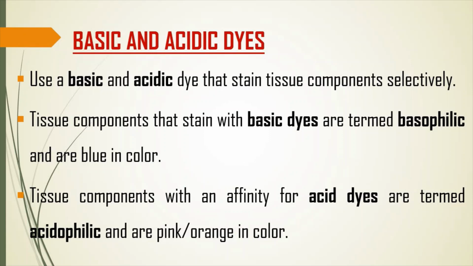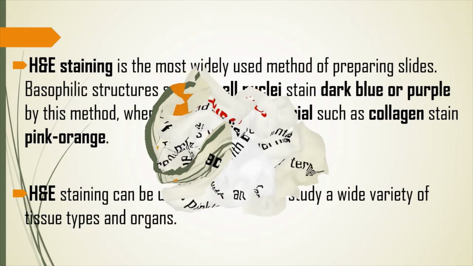So tissue components that stain with basic dyes are termed as basophilic, and they stain blue in color. So when you look at them in the cells, they appear blue or purple. And tissue components with an affinity for acidic dyes are termed acidophilic, and they stain pink or orange in color. So always remember this. This is very, very important.